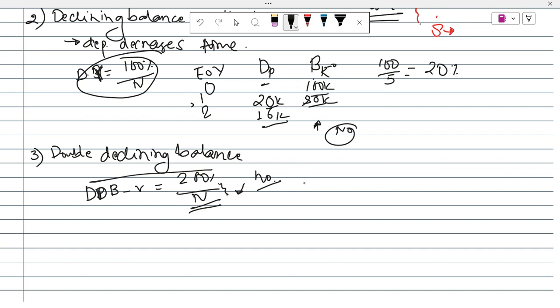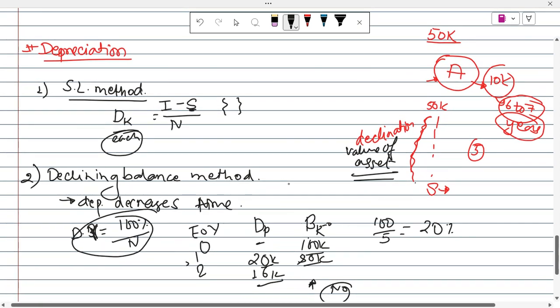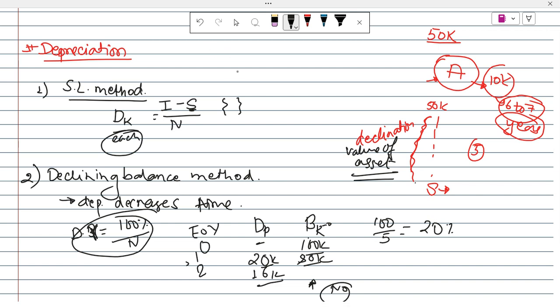No, but we need to talk about the straight line method first. Let's take an example where a 50k worth asset is bought, and we have the time of t equals 5 years, and a salvage value of 10k at the end. Let me assume that this is 10k, this is 50k.